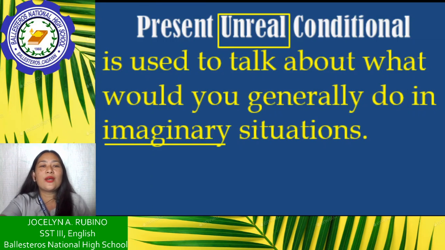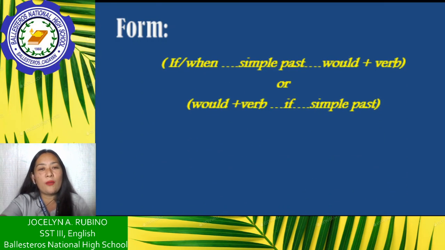Now, how about the present unreal conditional? So when we say present unreal conditional, it is used to talk about what you generally do in an imaginary situation. Unreal, from the word unreal, meaning it doesn't or it did not happen. It is only in our imagination. So parang, what if? Okay? So how do we form it? We have the if, the simple past, and then would plus the base form of the verb, or would plus verb plus if plus the simple past.